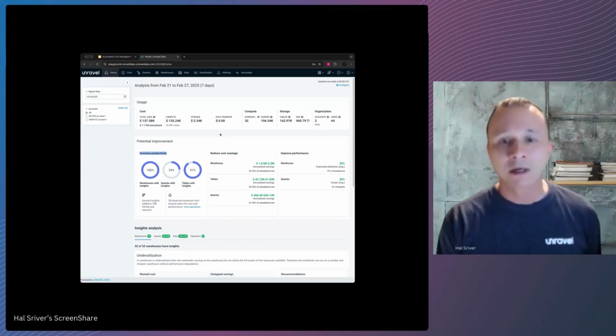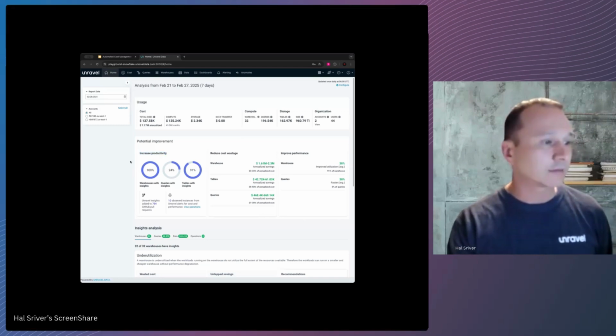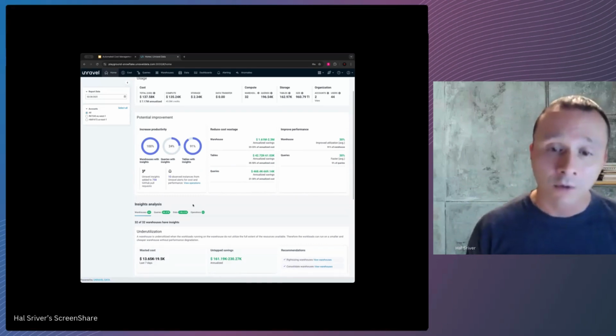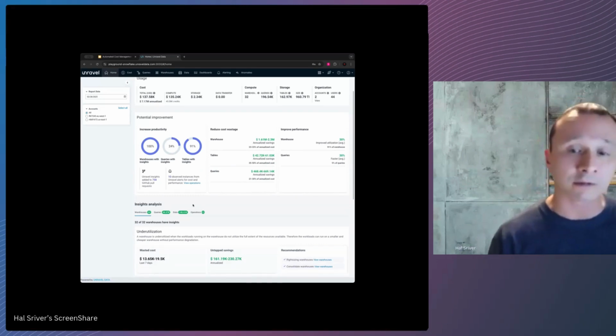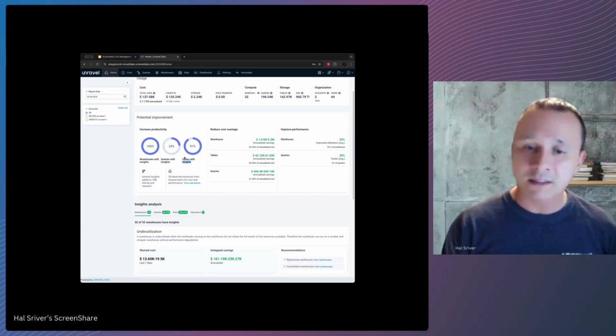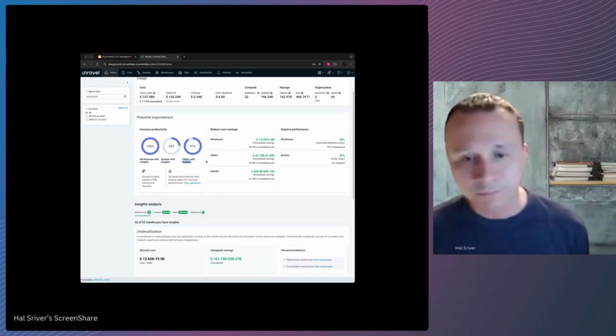And so how do we do this? Unravel does this by looking for those inefficiencies, right? And that can be a lot of different things. That can be how maybe your warehouses are configured, or maybe how your queries are written, or maybe even some table level insights, right?